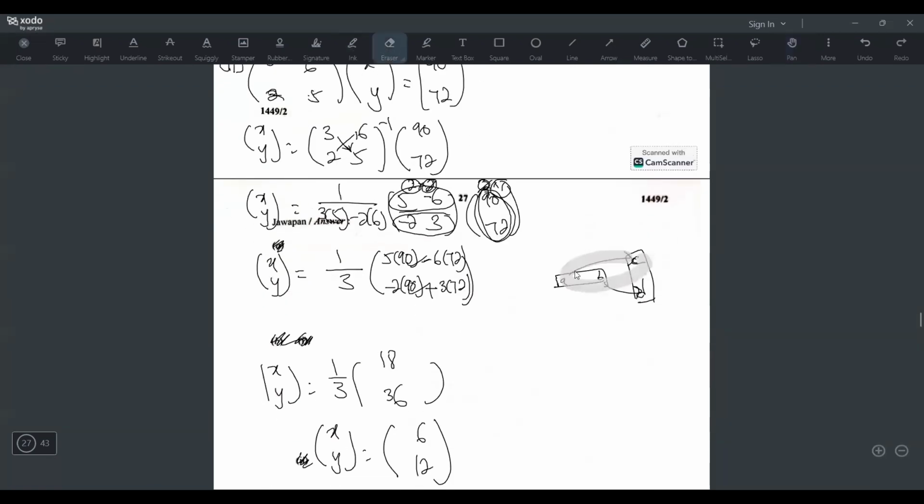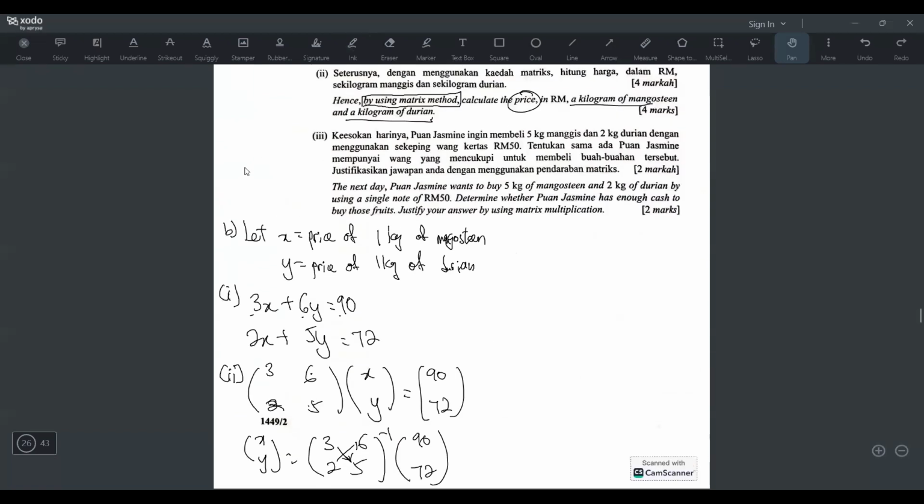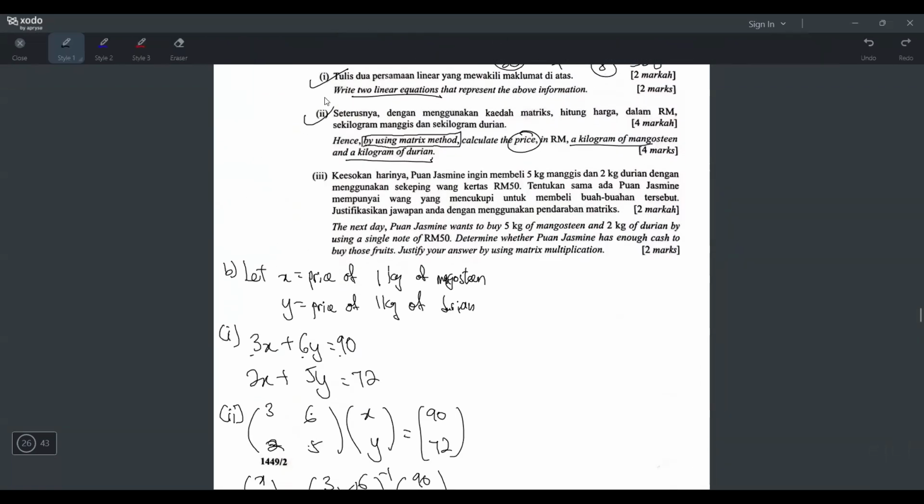All right, let me erase this. This is not important. Okay, but there's one more question, right? Yeah, there's one more here. Question number 3. Okay, so number 1 dah siap, number 2 dah siap. Okay, last question. Number 3, I do it here.